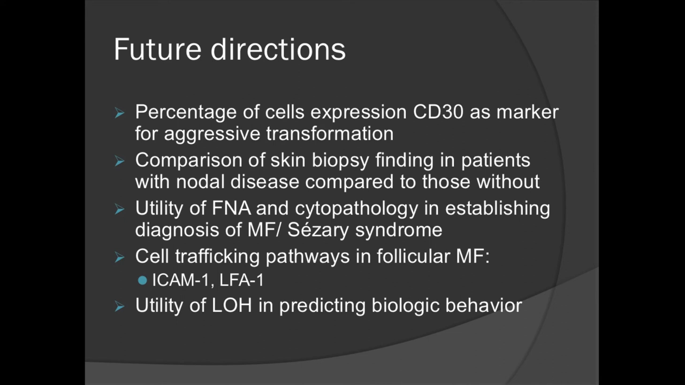We couldn't do it with immunohistochemistry based on routine package, but CD30, is there a magic number that once you hit 5%, next week it's going to be 10 and then it's going to be 40? I don't know. That's not out there. That would be interesting to look at. It'd be interesting to look at nodal disease and non-nodal disease to see, can we predict anything there?